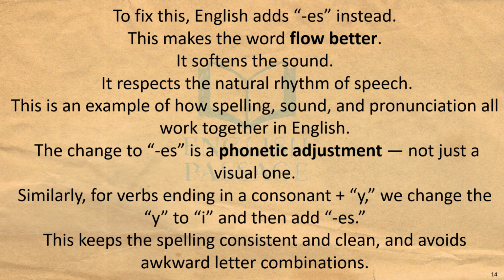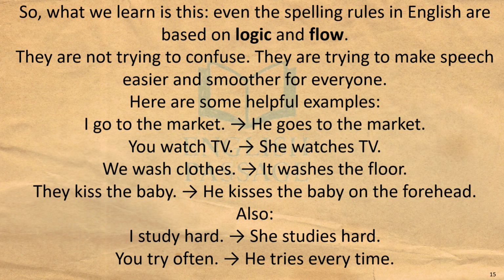Similarly, for verbs ending in a consonant plus Y, we change the Y to I and then add ES. This keeps the spelling consistent and clean, and avoids awkward letter combinations. So, what we learn is this. Even the spelling rules in English are based on logic and flow. They're not trying to confuse. They're trying to make speech easier and smoother for everyone.